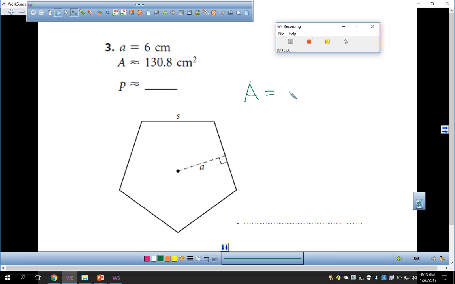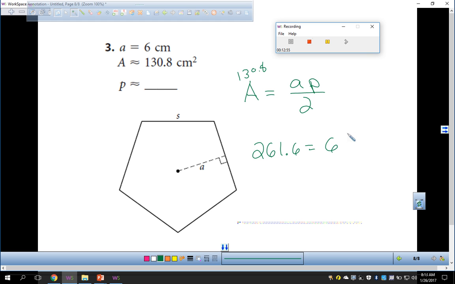Area equals 1/2 AP, or apothem times perimeter divided by 2, right? So first I'm going to multiply this by this. Maybe you're right. I think I did it wrong. Maybe not. So I got 130.8, right? So if I take 2 times 130.8, that's 261.6, right? Equals A, which is 6 times big B, and I take that and divide both sides by 6. Is that right? That's right.